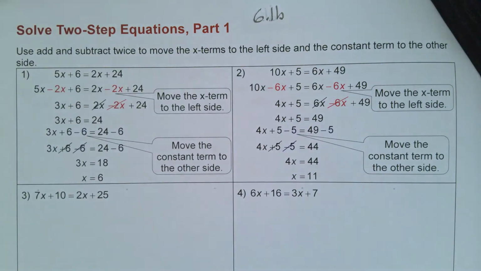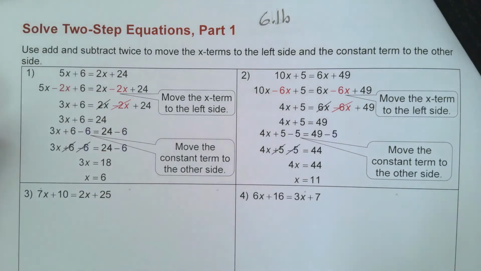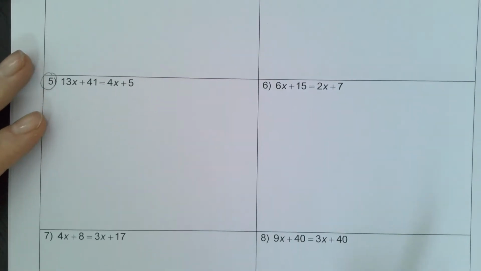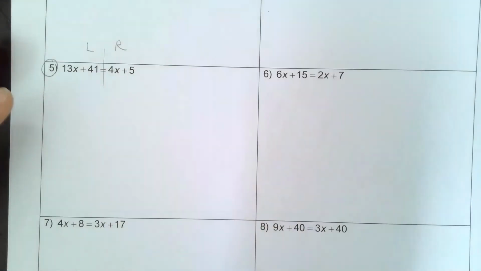Okay, so we're still in book 6.1b. We're just solving equations that require 2 steps. Okay, so let's start with question 5. So we cut it at the equal sign to make the left side and the right side.